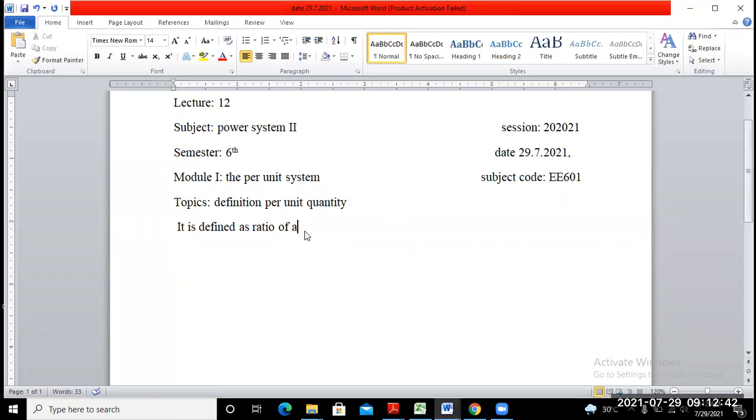So it is defined as the ratio of the actual value of the quantity in any unit to the base value of the quantity in the same unit.